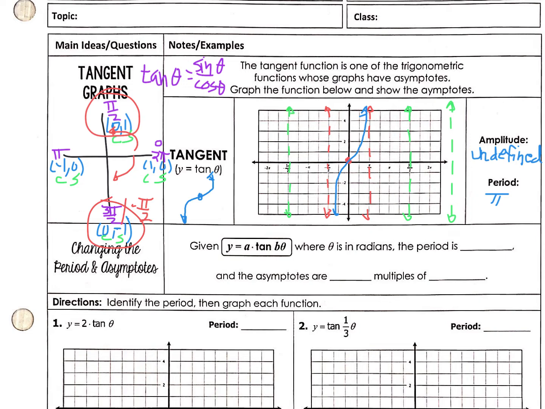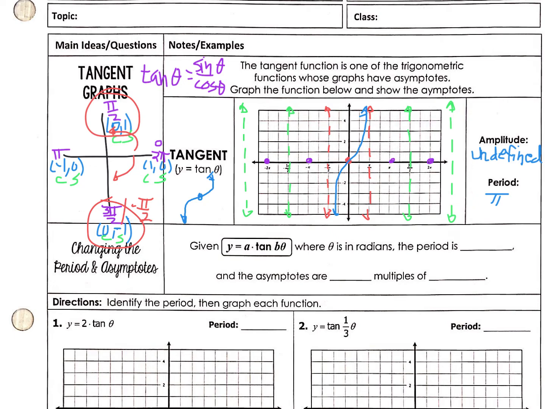And then I'm going to count 4 more. So 1, 2, 3, and then 4. I'm going to put one just slightly off here so we can have our full periods. And then I'm going to put a point in the very center in between each of these sets of asymptotes, because that is where my line's going to go through.